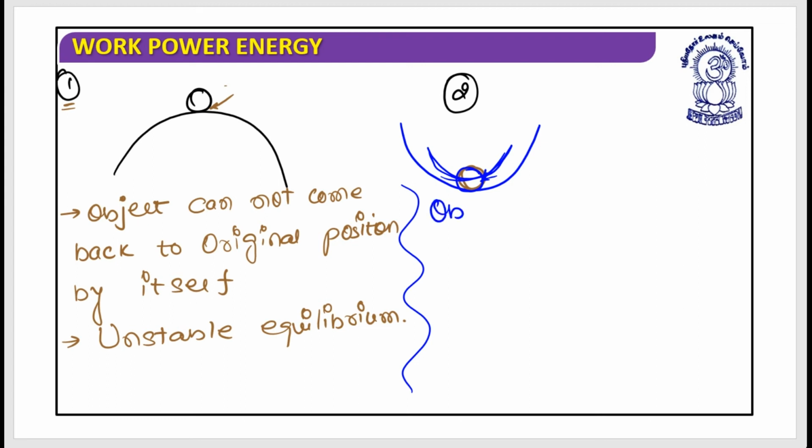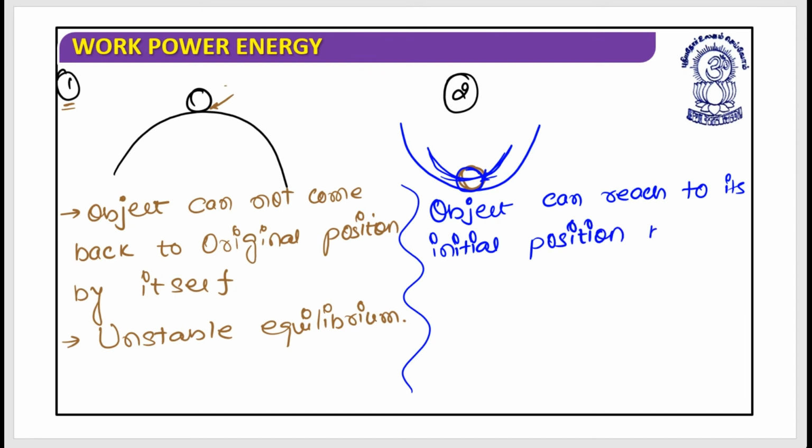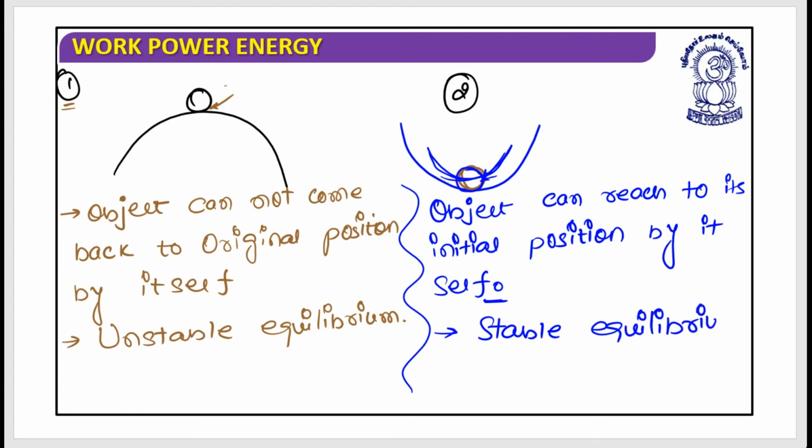So in this situation, the object can reach its initial position by itself. If the object can reach its initial position by itself, this is the location of stable equilibrium. Please do remember this always.